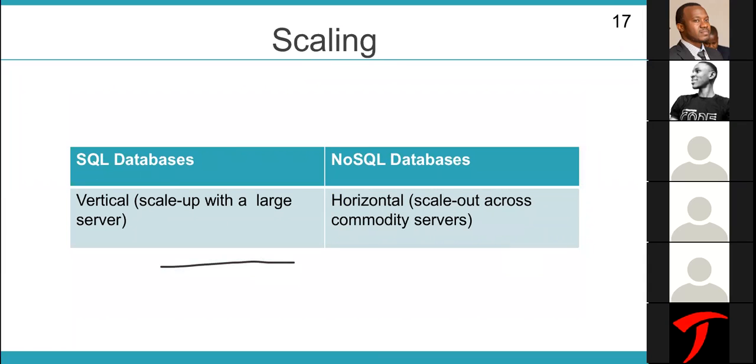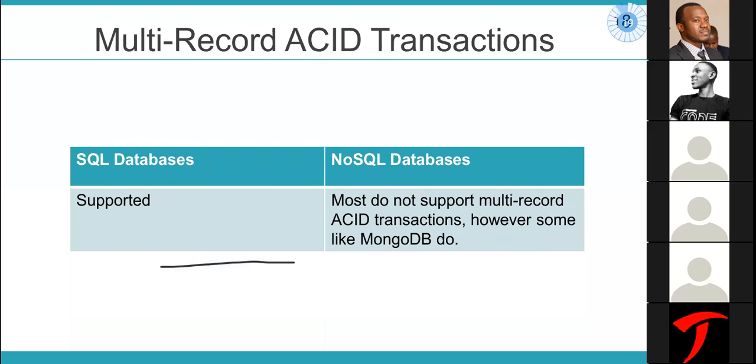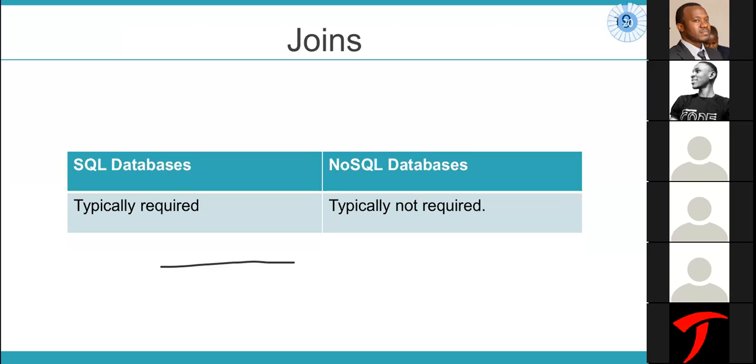Then in terms of scaling, again, we've discussed this. SQL databases require vertical scaling. I want to explain this again. And NoSQL databases require horizontal scaling. In terms of ACID transactions, for SQL databases, it is supported. But for NoSQL databases, most do not support it. However, some, like MongoDB, which we're going to look at, do support ACID transactions. And then in terms of joins, they are typically required in SQL databases. You can't avoid them. You'll have to do joins. Then in NoSQL databases, no need.